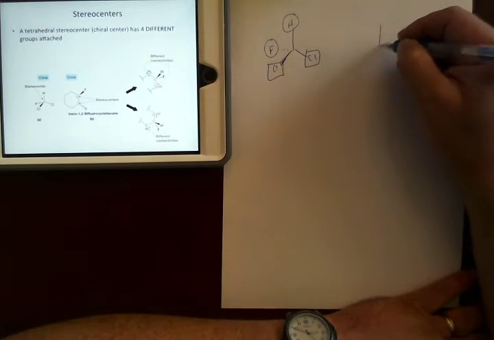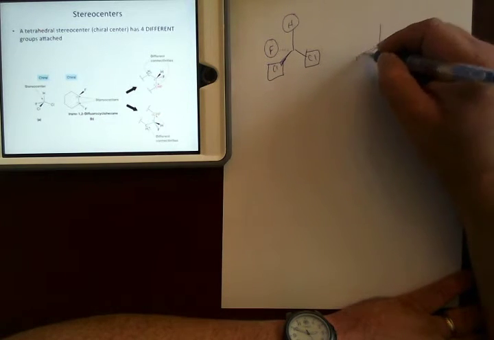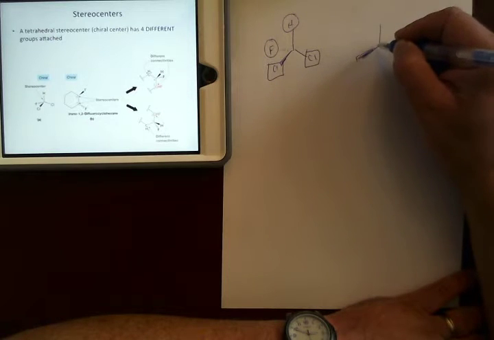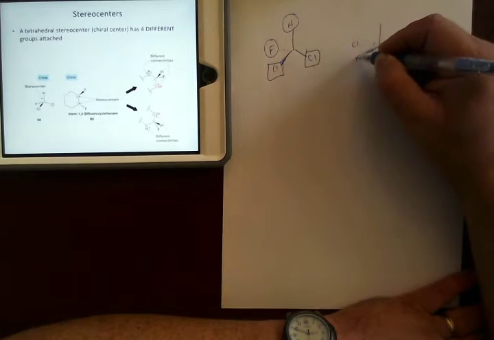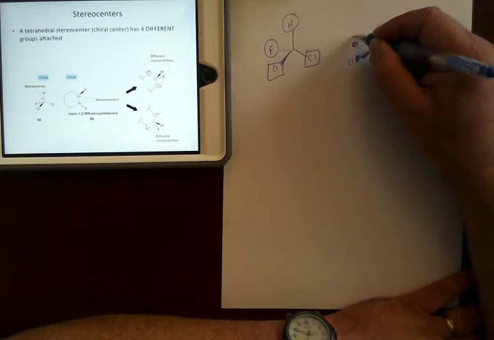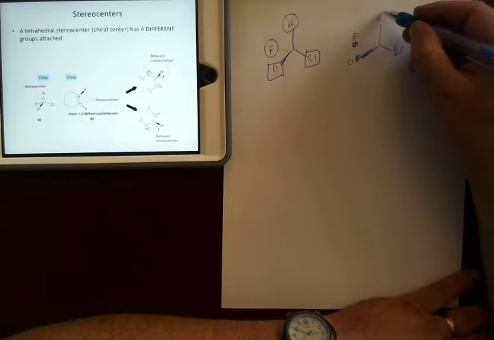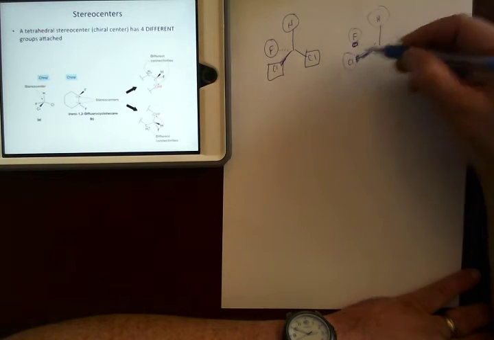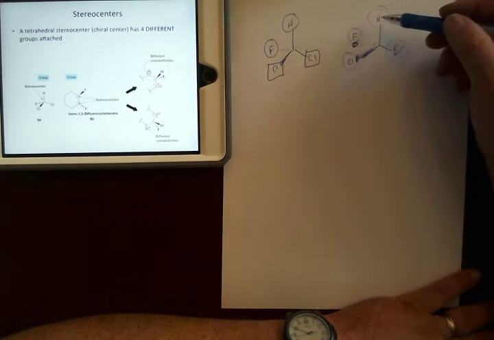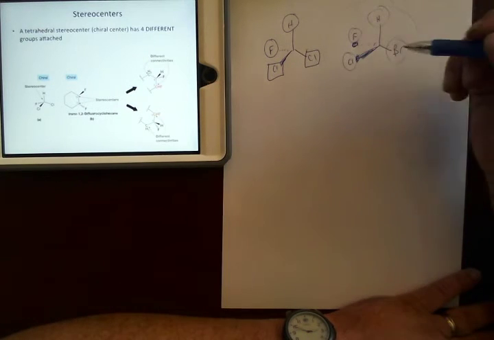But if I were to take the same molecule, with this fluorine and chlorine, but instead switch this out for, say, a bromine, now I've got hydrogen, bromine, fluorine, chlorine. Okay, now this is chiral.